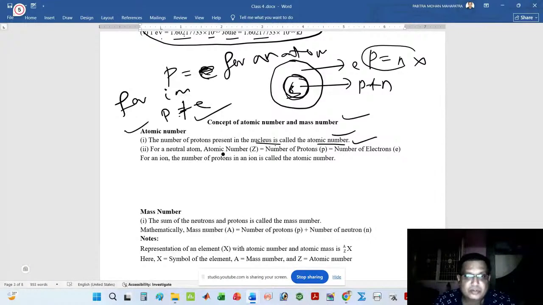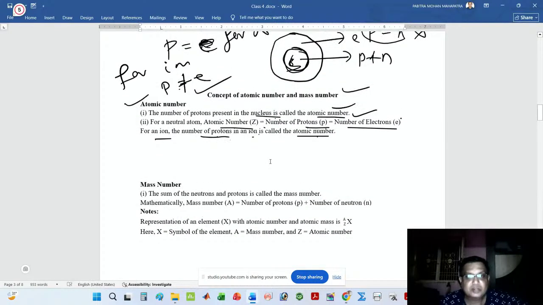For a neutral atom, we can say that atomic number Z is equal to number of protons P, which is equal to number of electrons. Already I have told you. For an ion, the number of protons in an ion is equal to the atomic number. But remember, you cannot say that for an ion the number of protons is equal to the number of electrons is equal to the atomic number. This cannot be possible. For an atom, Z equals P equals E. But for an ion, the number of protons is called the atomic number.